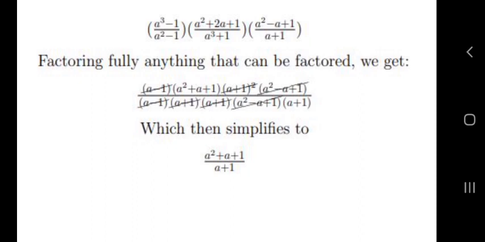And then we're going to cancel everything that we possibly can. So right away, we see that there's an a minus 1 on top and bottom, so we'll cancel it. We have a plus 1 squared on top, and we have 2 of them on bottom, so all of those cancel. And then we have a squared minus a plus 1 on top, and a squared minus a plus 1 on the bottom. So all of those are going to cancel out, and that's just going to leave us with a squared plus a plus 1 on the top, and then we'll have a plus 1 on the bottom.